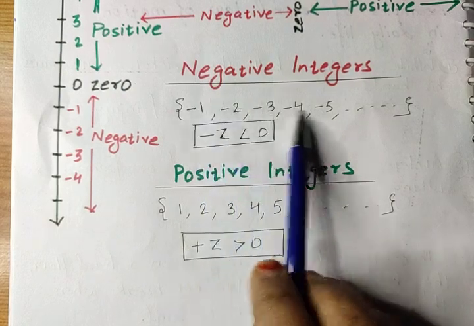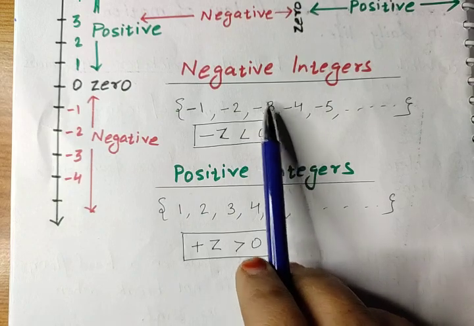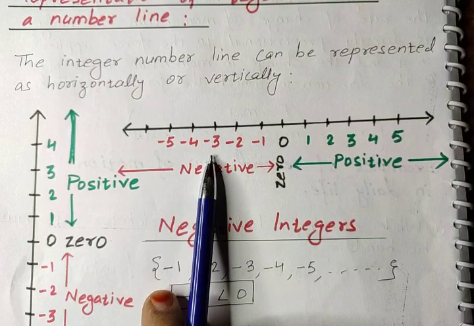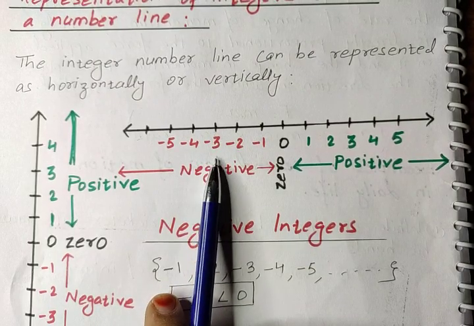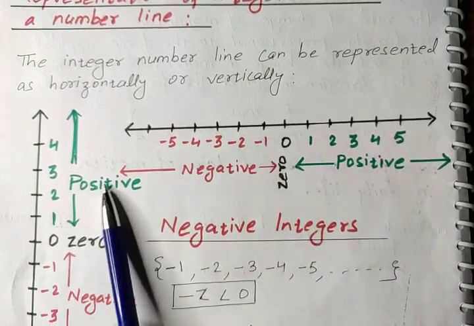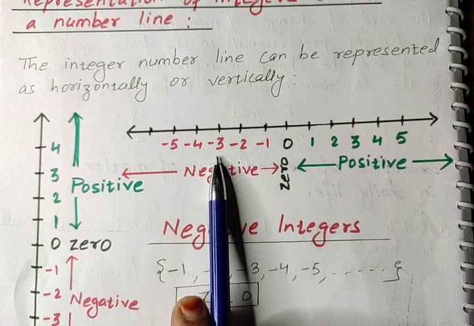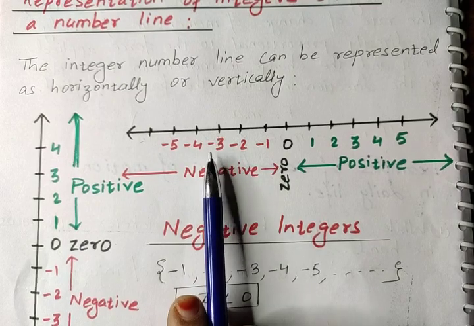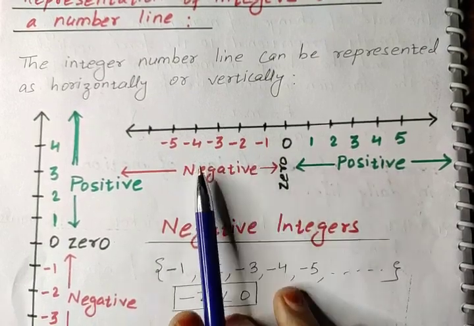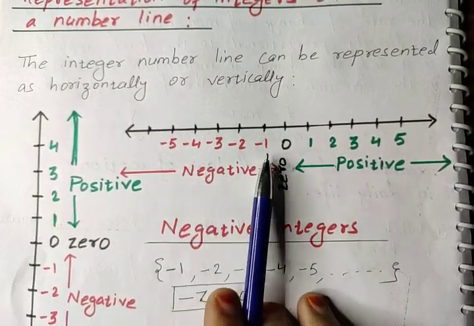The value of negative integers is always less than 0, because negative integers lie where? Left of 0. Once again I will say, when we go to the right side, value increases. When we go to the left side, value decreases. So negative integers lie left of 0. That's why negative integers are smaller than 0.